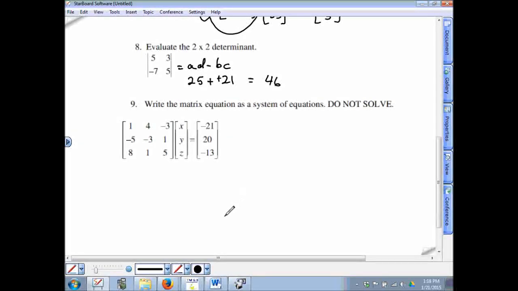Question 9, write the matrix equation as a system of equations. It says do not solve. I don't care what x, y, and z equal. Just write this as a system of equations. Remember, all of these are coefficients. This tells what the variables are going to be.